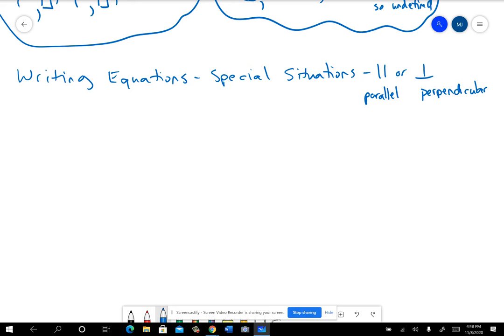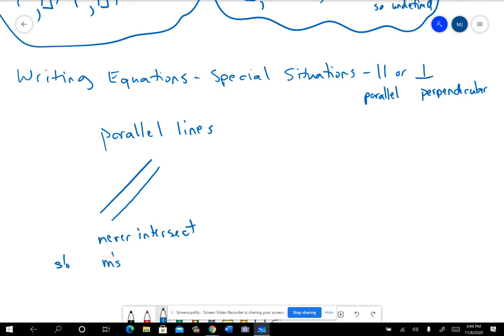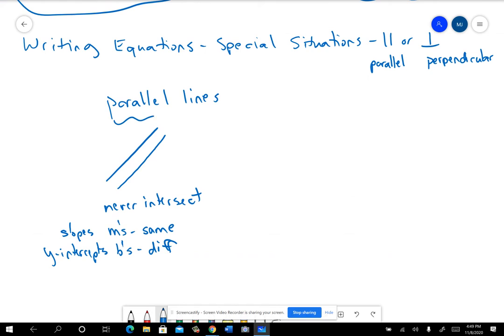Okay, so just some things you need to know. Parallel lines are lines that look like railroad tracks, okay? So they never intersect. Their M's, their slopes, are the same, and their y-intercepts, their B's, are different. So that's what it takes to be parallel. Slopes need to be the same with the y-intercepts different.